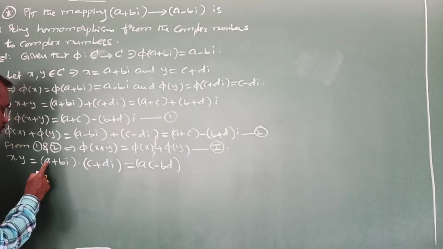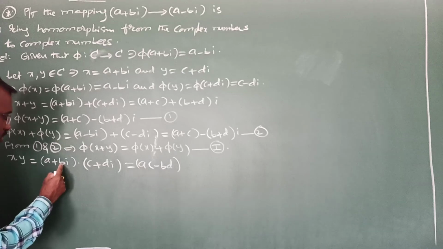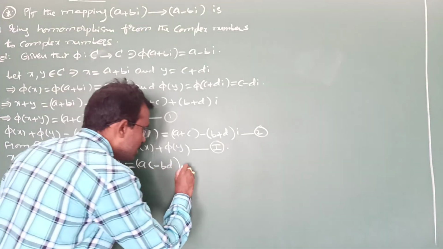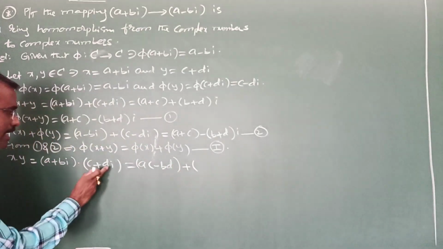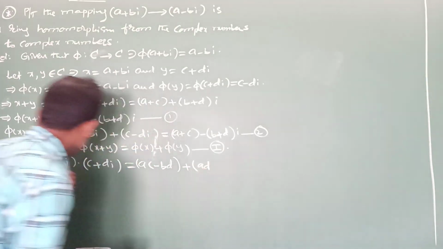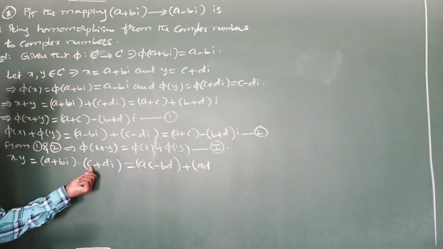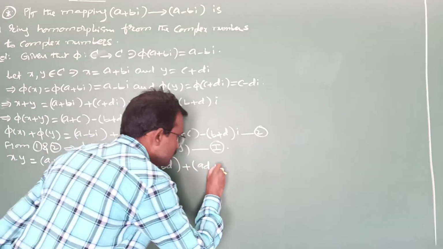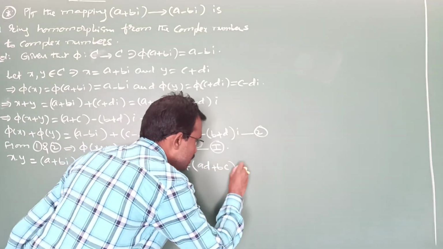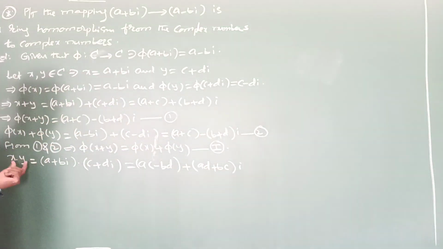Next write down the i coefficient. This into this gives i coefficient, plus this into this gives i coefficient. Take i common there. It is what? ad plus bc. Plus bc. ad plus bc into i. This is your x into y.